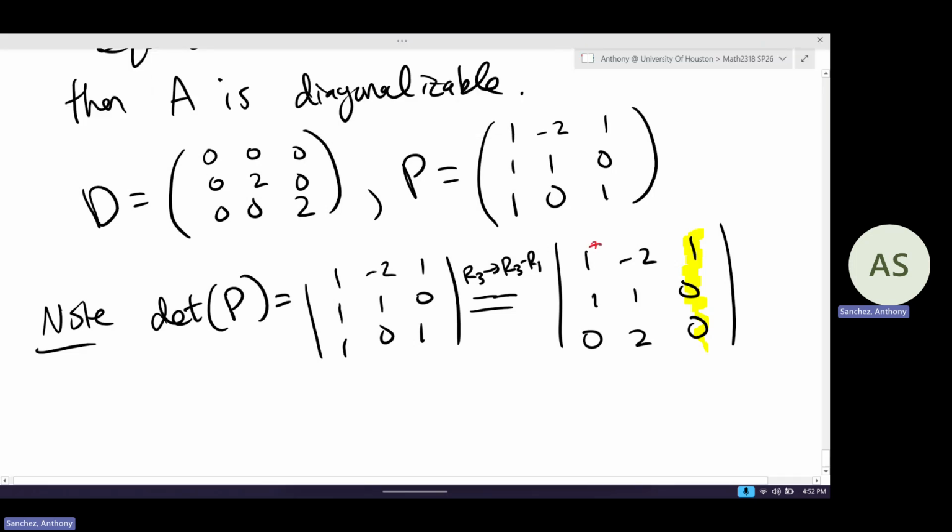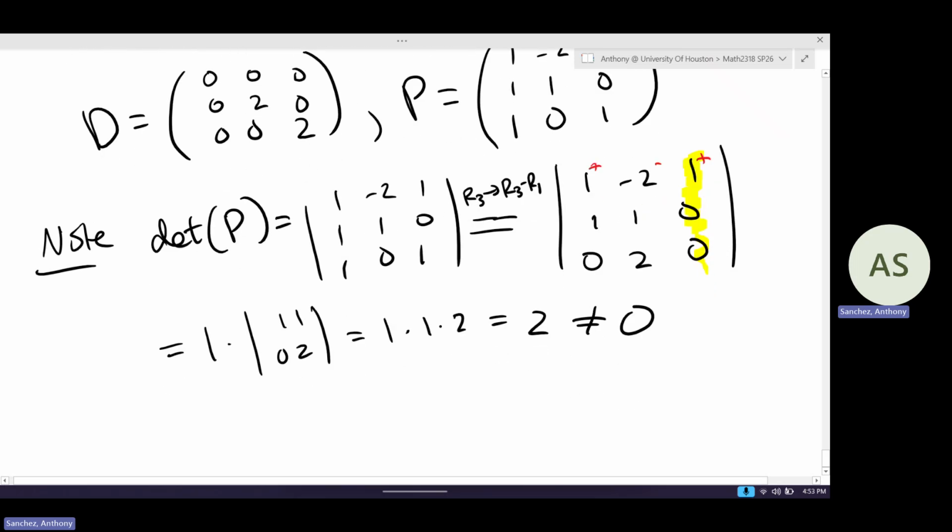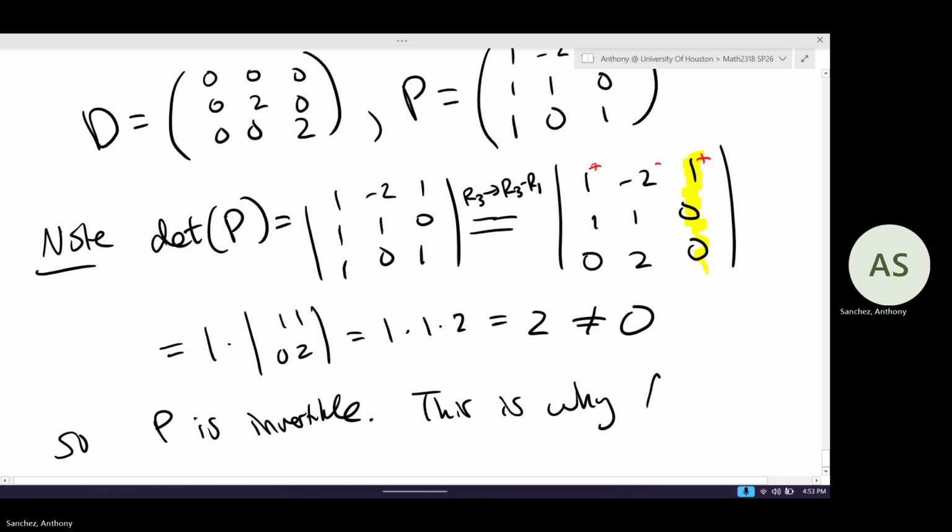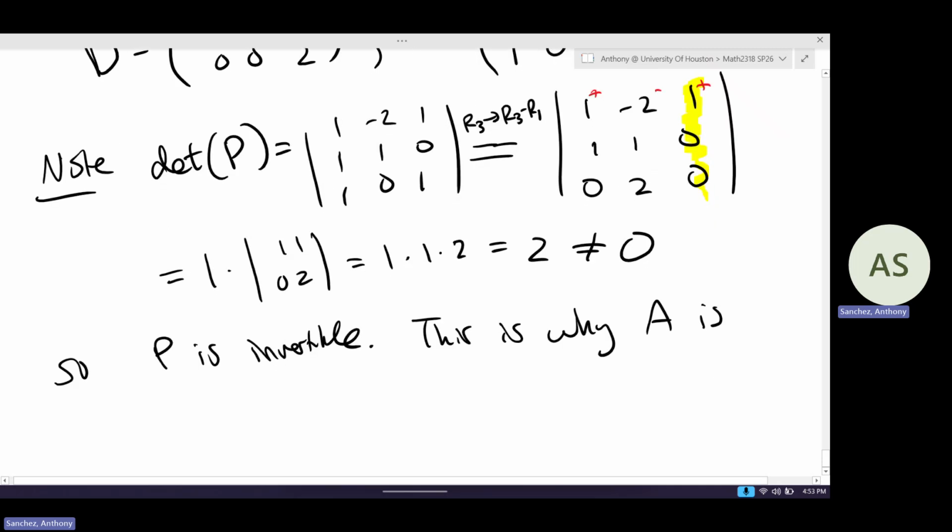It's going to be plus, minus, plus. Good. So this is going to be plus 1 times this subminor here, 1, 1, 0, 2. This is a triangular matrix, so it's going to be 1 times 2, which is just 2, which notably is different than 0. So P is invertible. This is why A is diagonalizable.